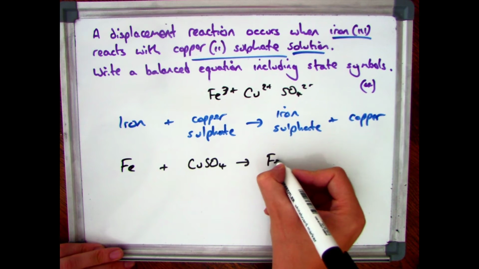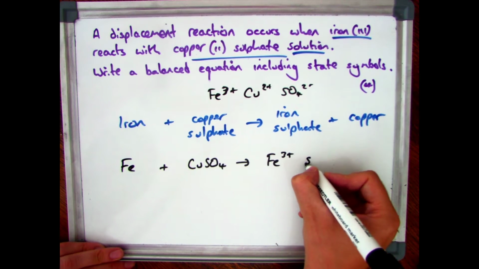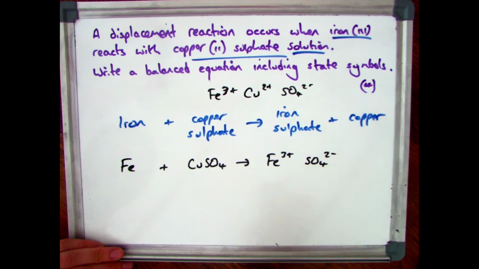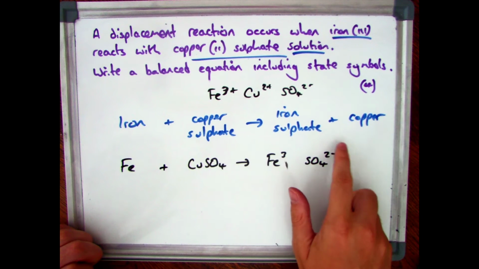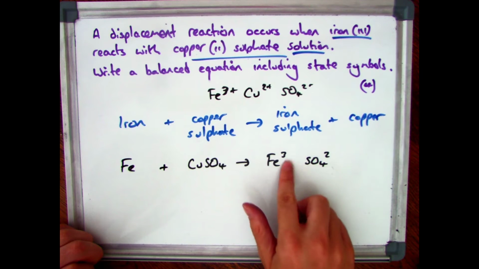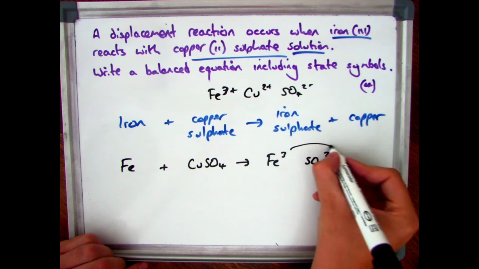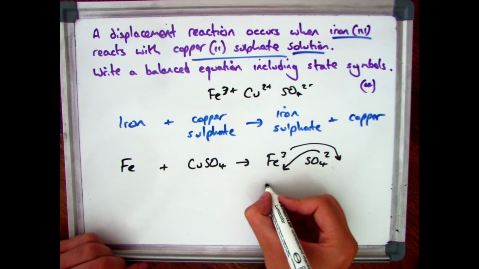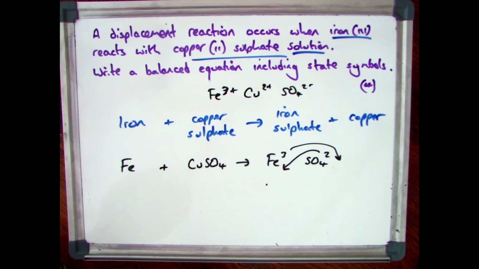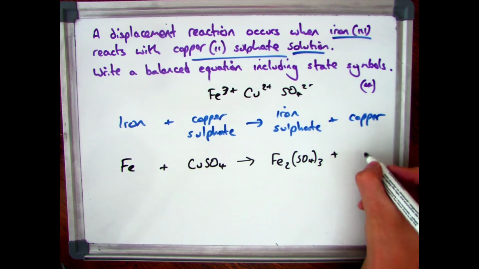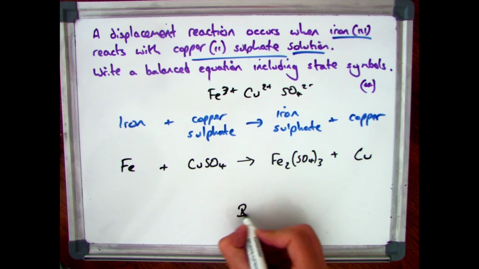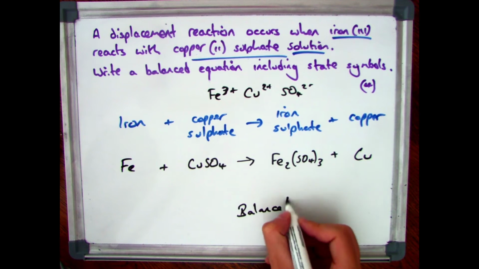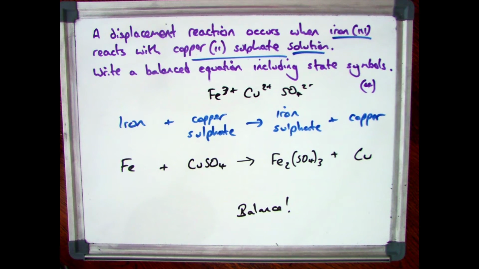Iron sulfate however is slightly different, so we've got Fe3+ and SO4 2-. So we do what we used to, we rub out the charge and then swap the numbers around. So that 3 goes down to the bottom of the SO4 and the 2 goes down to the bottom of the Fe. Now we've got a compound ion here, so SO4 with that 3 down below you need to put into brackets. So it's Fe2(SO4)3. And then copper is Cu.